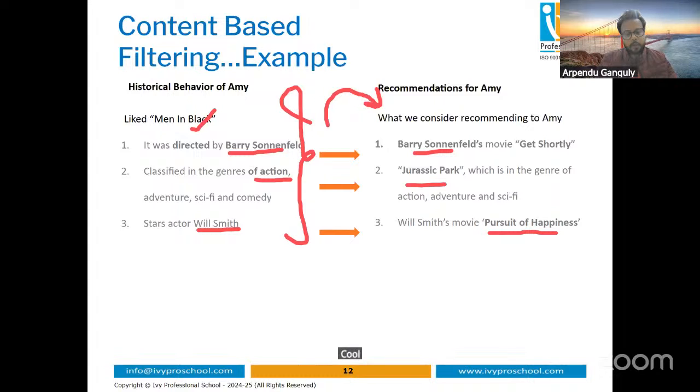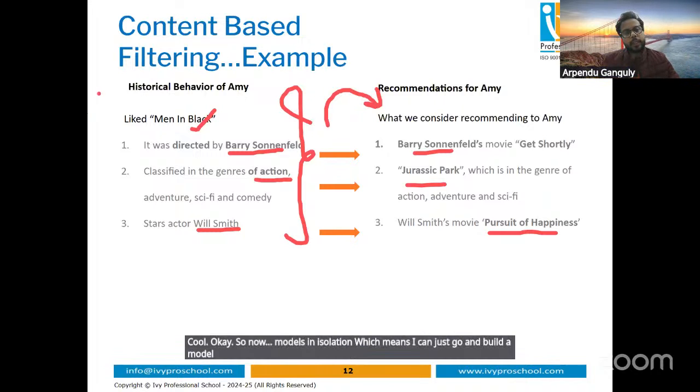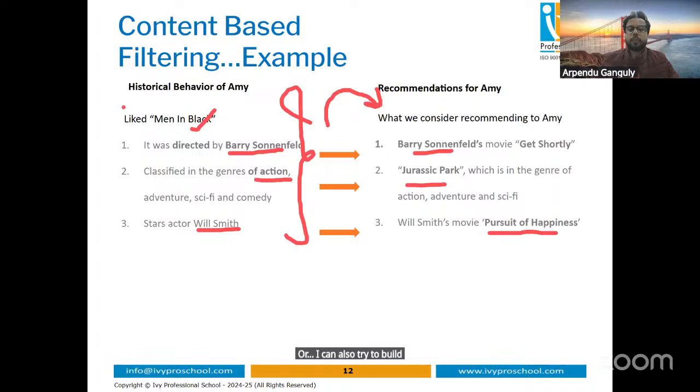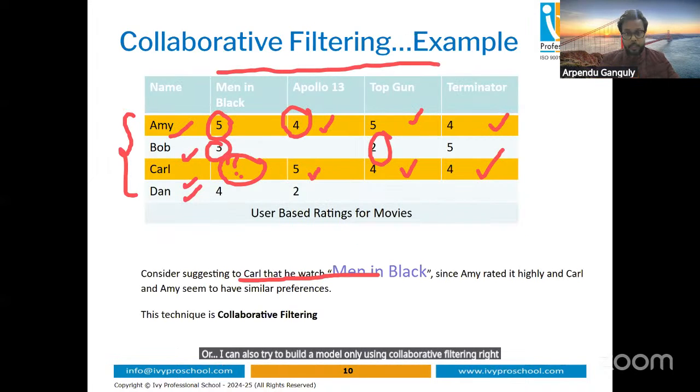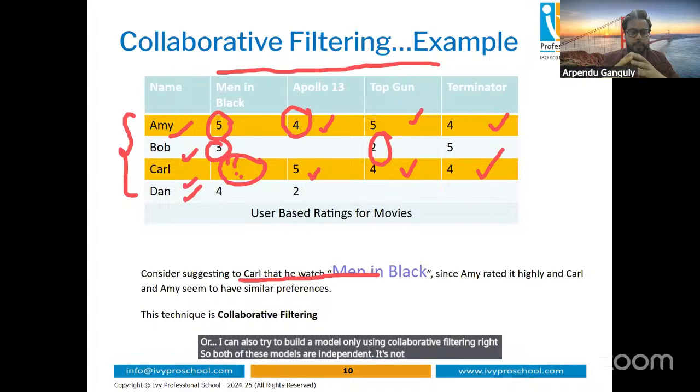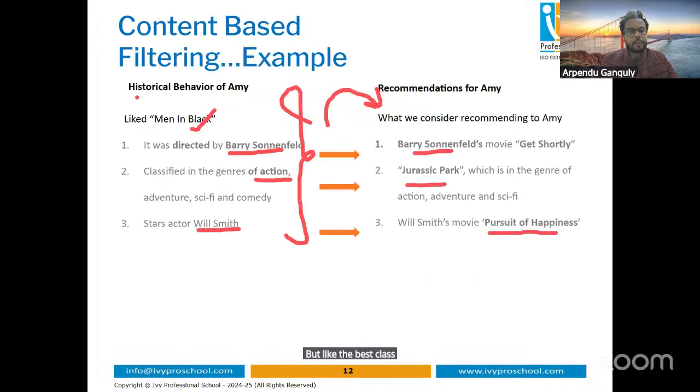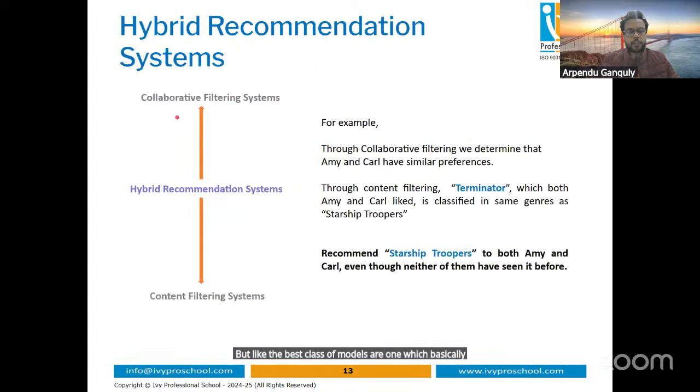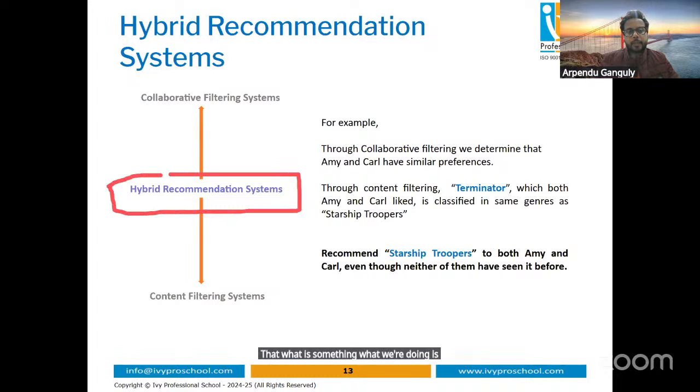Cool. Okay. So now we can use models in isolation, which means I can go and build a model using only content filtering, or I can build a model only using collaborative filtering, right? Both of these models are independent. It's not that they have to be used in conjunction, but the best class of models are the ones which combine both of them. That is what we define as a hybrid recommender system, right? So it captures the best of both worlds. It combines collaborative and it combines content.